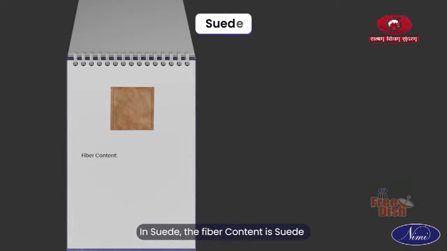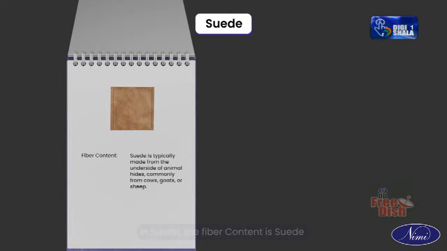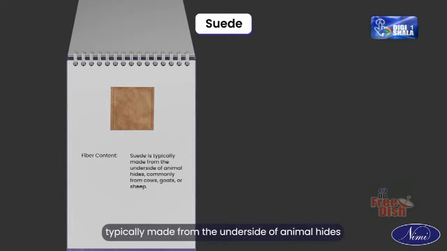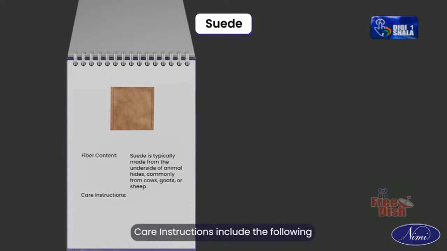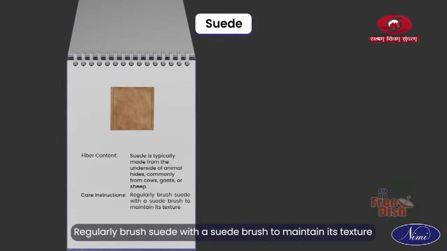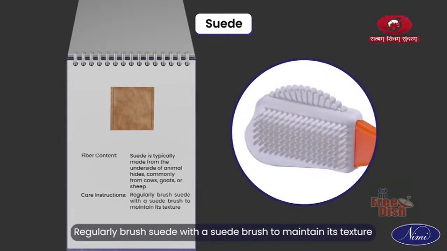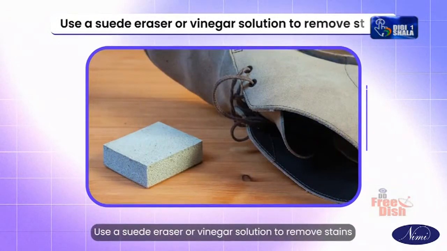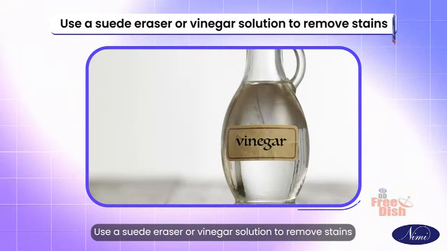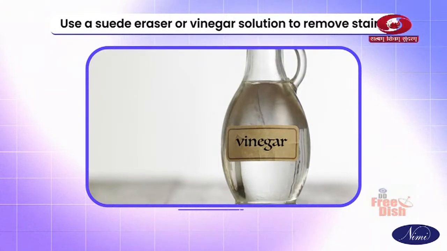In suede, the fiber content is suede, typically made from the underside of animal hides, commonly from cows, goats, or sheep. Care instructions include the following. Regularly brush suede with a suede brush to maintain its texture. Use a suede eraser or vinegar solution to remove stains.